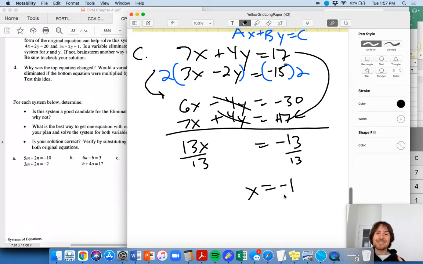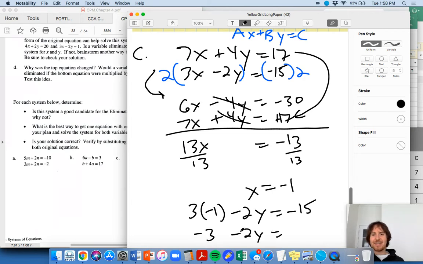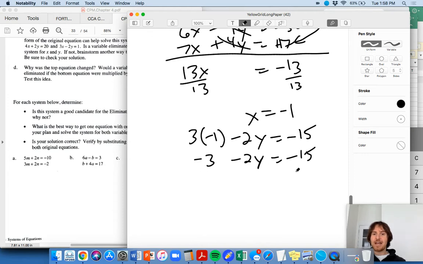Okay, so that's nice. Let's get our value for y. I'm going to use 3x minus 2y is equal to negative 15. So I'm going to do 3 times negative 1 minus 2y is equal to negative 15. And here, this is negative 3 minus 2y. I did it again. I got this negative 2y thing. I might as well move that to the other side and make it positive. Okay, add this 15 to that side. Negative 3 plus 15 is going to bring me to 12.